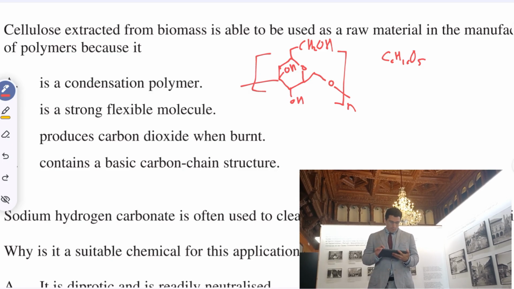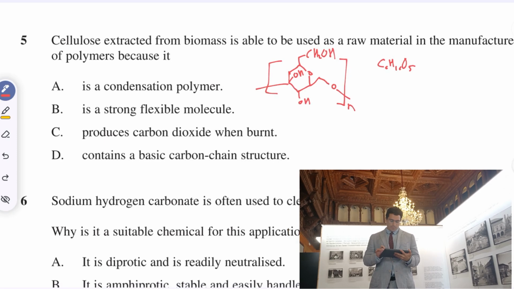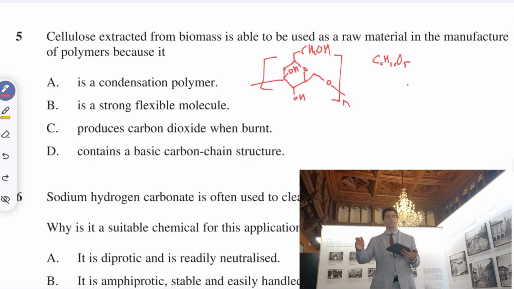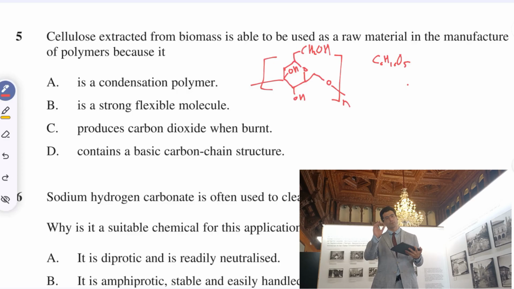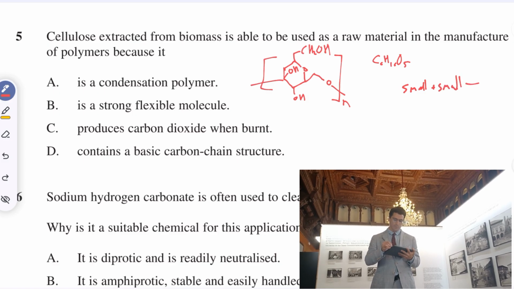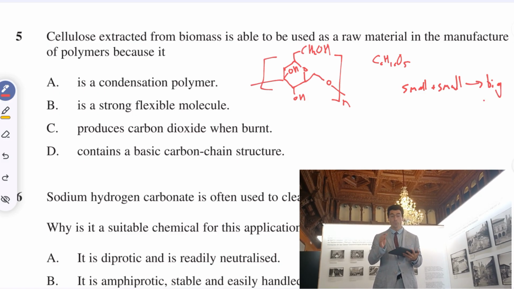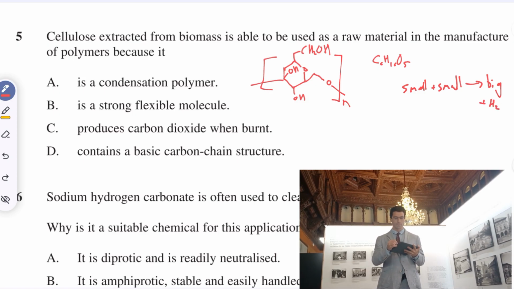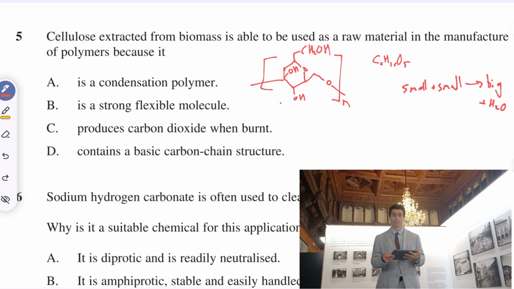Now, cellulose extracted from biomass is able to be used as a raw material because it is a condensation polymer. Okay, first of all, what is a condensation polymer? A condensation reaction is where you have two small molecules, small plus small goes to one big molecule, and usually, although not always, you will get the loss of a small molecule, which is usually water, H2O. In fact, in the case of cellulose, we have a water loss.